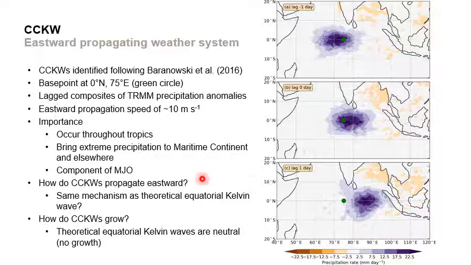CCKWs are important. They occur throughout the tropics. They bring extreme precipitation to the maritime continent and elsewhere, and they're also a component of the Madden-Julian oscillation. So what we're going to address here is how do CCKWs actually propagate eastward? Is it the same mechanism as the theoretical equatorial Kelvin wave, or are there additional mechanisms as well? And also, how do CCKWs grow? Because the theoretical waves are neutral, they have no growth.